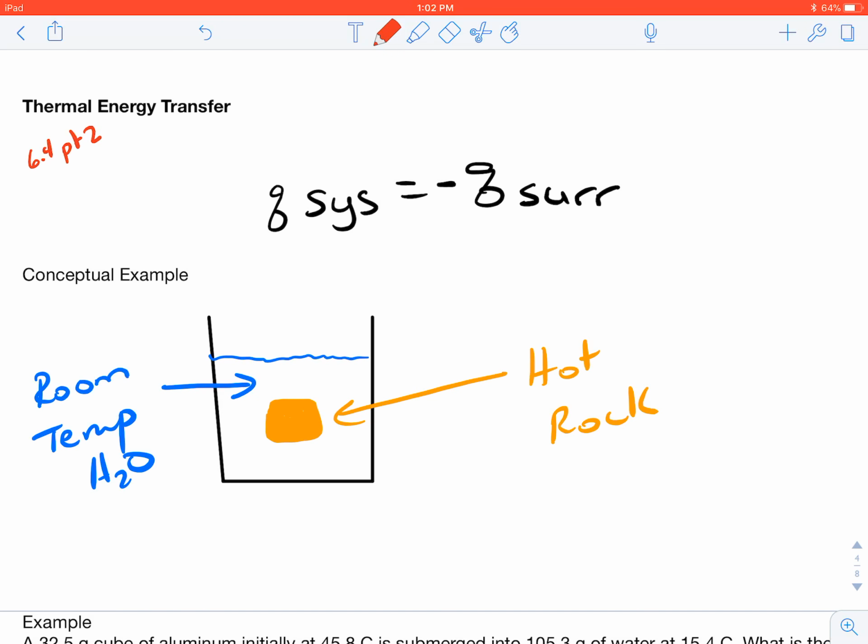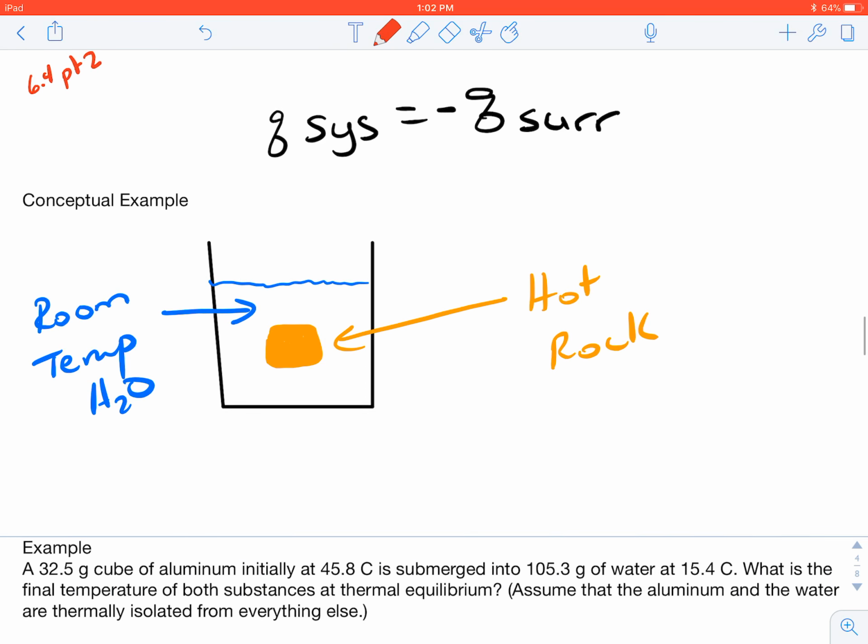Now we're going to talk about thermal energy transfer in terms of actually how we'll use it in class most of the time. What we're going to use is kind of a variation or addition to the formula that we saw before, which is Q of the system is equal to negative Q of the surroundings. Basically what that means is heat lost by the system has to be gained by the surroundings.